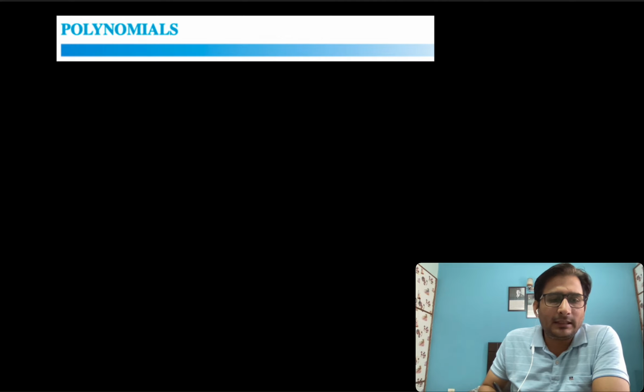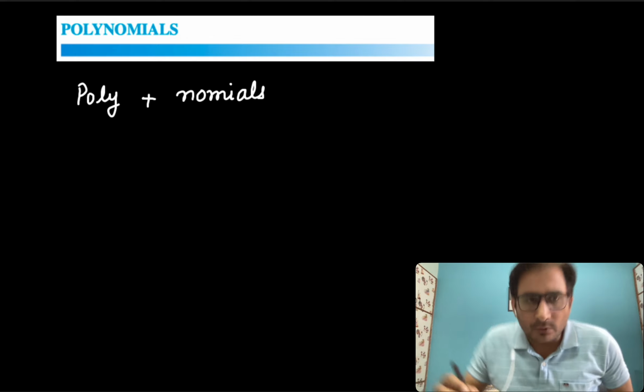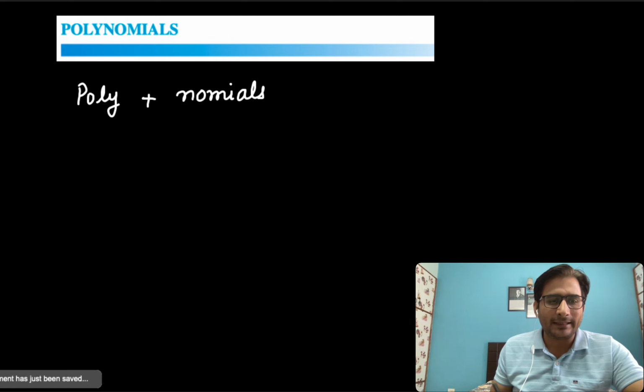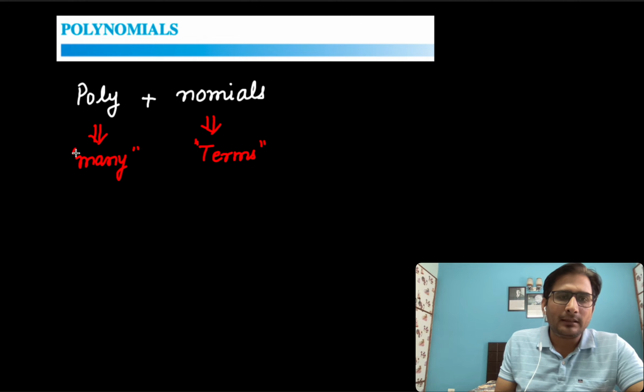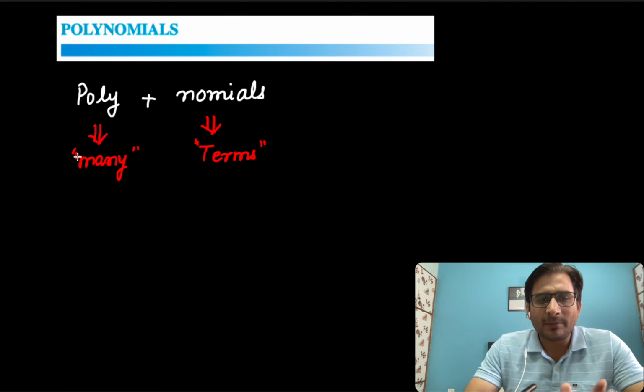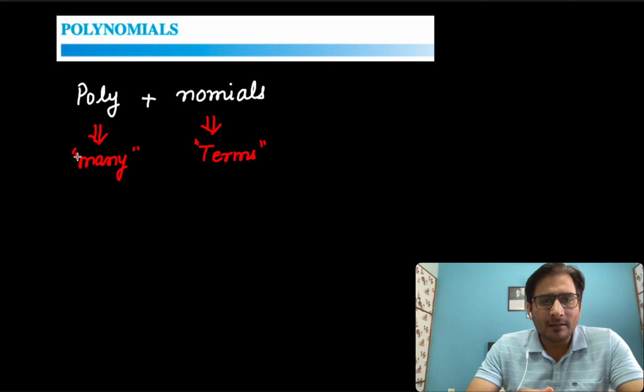Polynomial. Basically, this word polynomial is made up of two words, poly and nomial. Poly means many, and nomial means terms. So we can say that a mathematical expression which contains many terms is a polynomial.